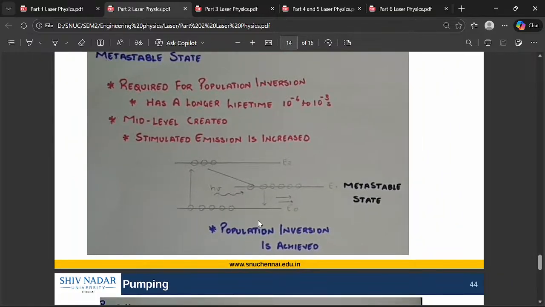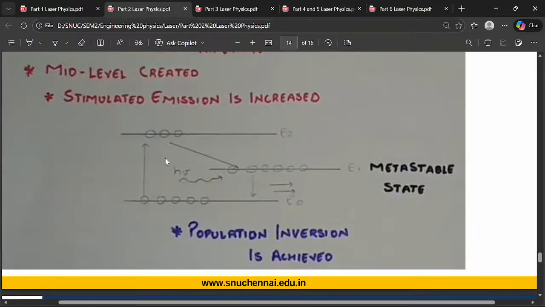When the electrons from the ground state go to E2, here you can see from E0 to E2, and it comes back to E1, which is the metastable state. In the metastable state, the electrons should be higher in number than in E0. So you can essentially say that population inversion has occurred.